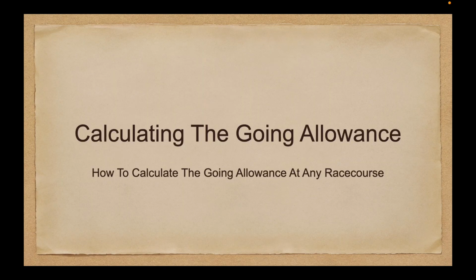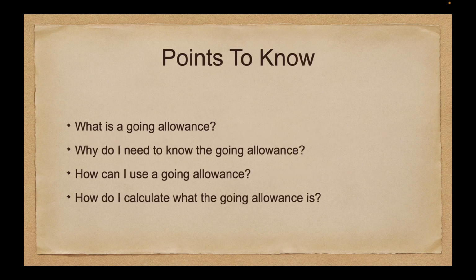Here's the PowerPoint. Calculating the going allowance. How to calculate the going allowance at any racecourse. Points to know. What is a going allowance? Why do I need to know the going allowance? How can I use a going allowance? How do I calculate what the going allowance is?